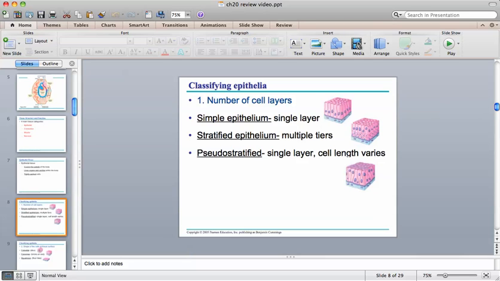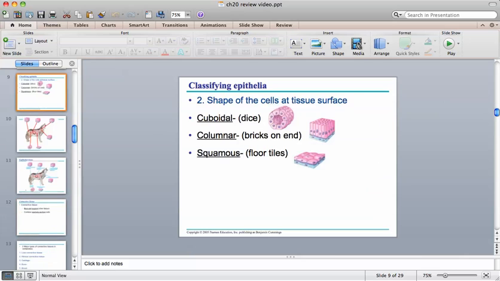And then this little beast down here, I'm not going to really hold you to because it is a little bit hard to identify at times, but it's called pseudostratified, and pseudo means false. So it looks like there are many layers because the cells are of various sizes and shapes, but it's really only 1 layer. Now the other half of this classifying system is the shape of the cell.